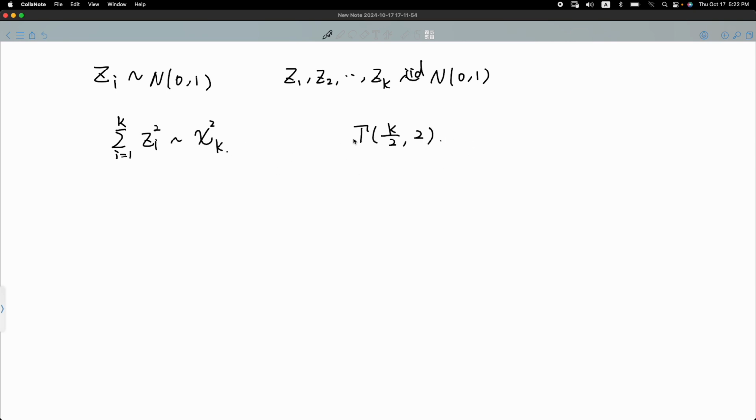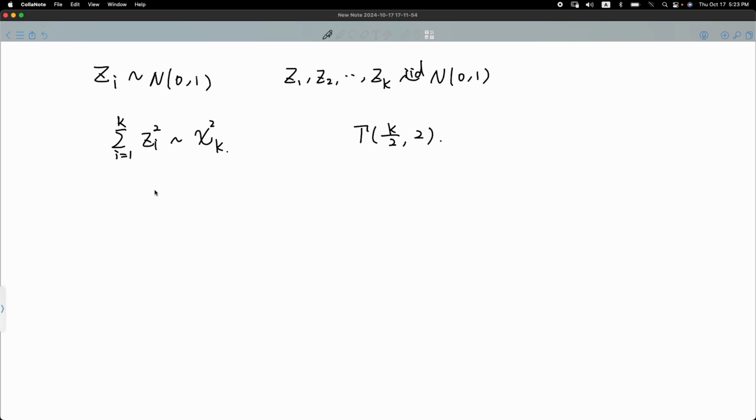So whenever you want to find the density function for the chi-square distribution, you can always just use the gamma distribution and plug in the corresponding alpha and beta to get the density function for a chi-square distribution.